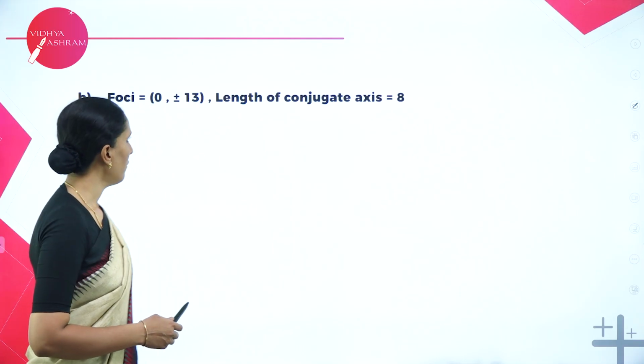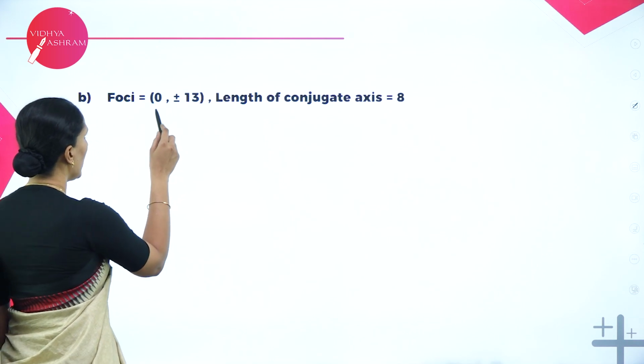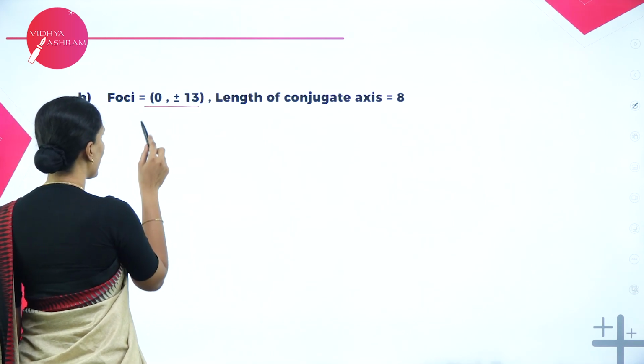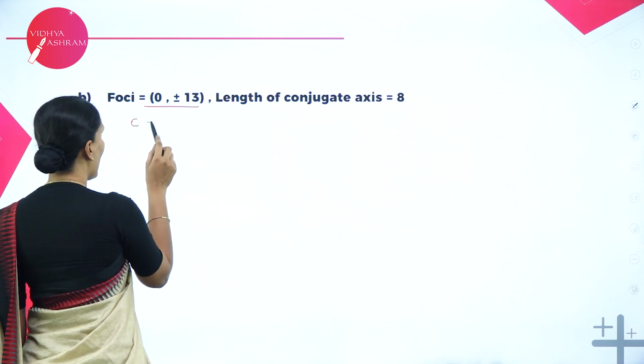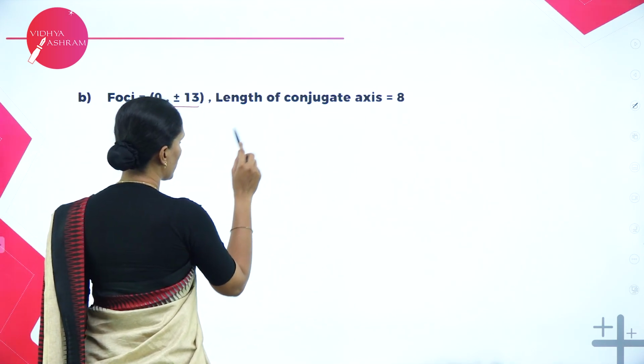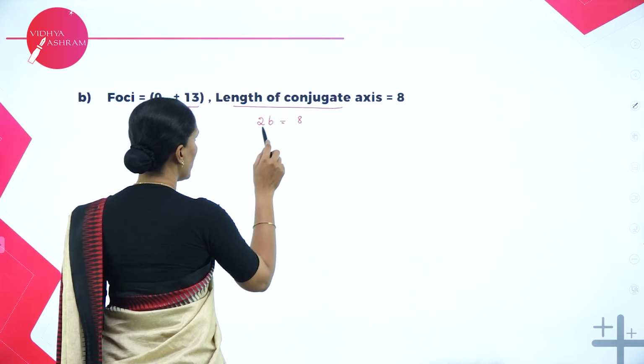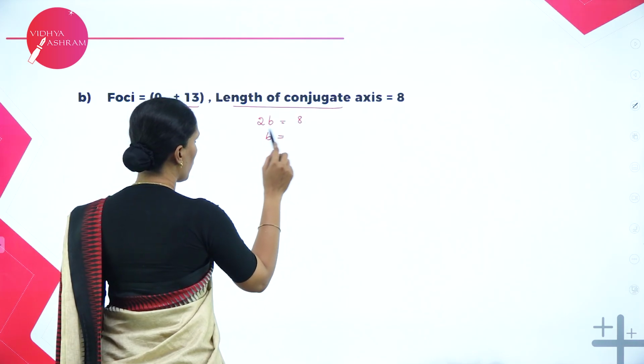So next one we have foci is equal to 0, plus or minus 13. So here the coordinate lies on the y-axis. So therefore here the value of c is 13. And length of conjugate axis is 8. So when I say length of conjugate axis, it is 2b is equal to 8. So therefore value of b is equal to 4.